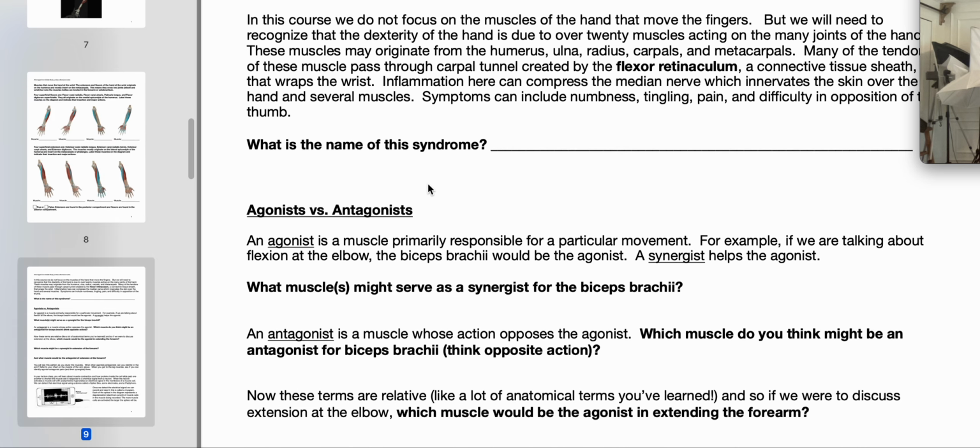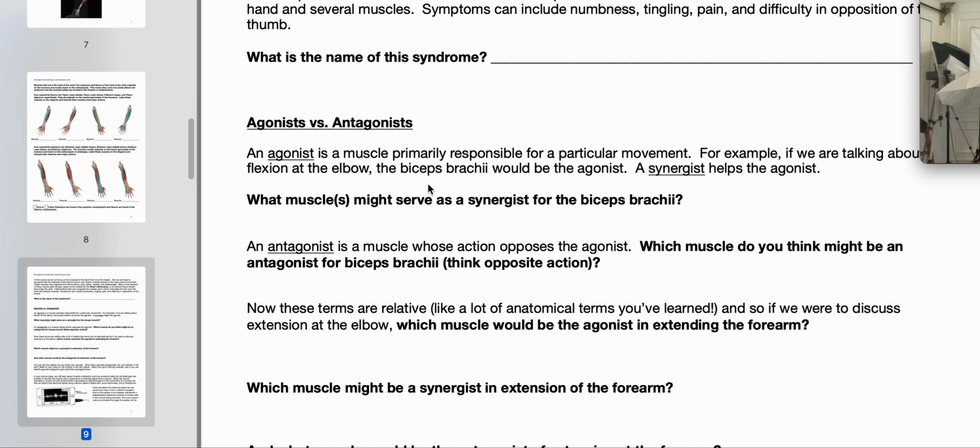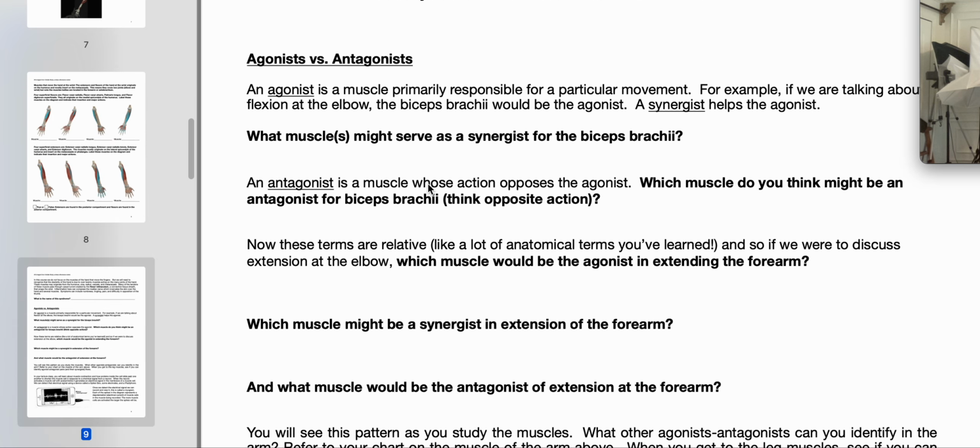And then in the face-to-face lab, we did a quick little experiment using a Spiker Box, which records the electrical activity of muscle cells in order to understand agonists versus antagonists. So we looked at the biceps and the triceps, and in our experiment, we were discussing flexion at the elbow, which means biceps is the agonist and triceps is the antagonist. And then you can figure out what the synergists are.